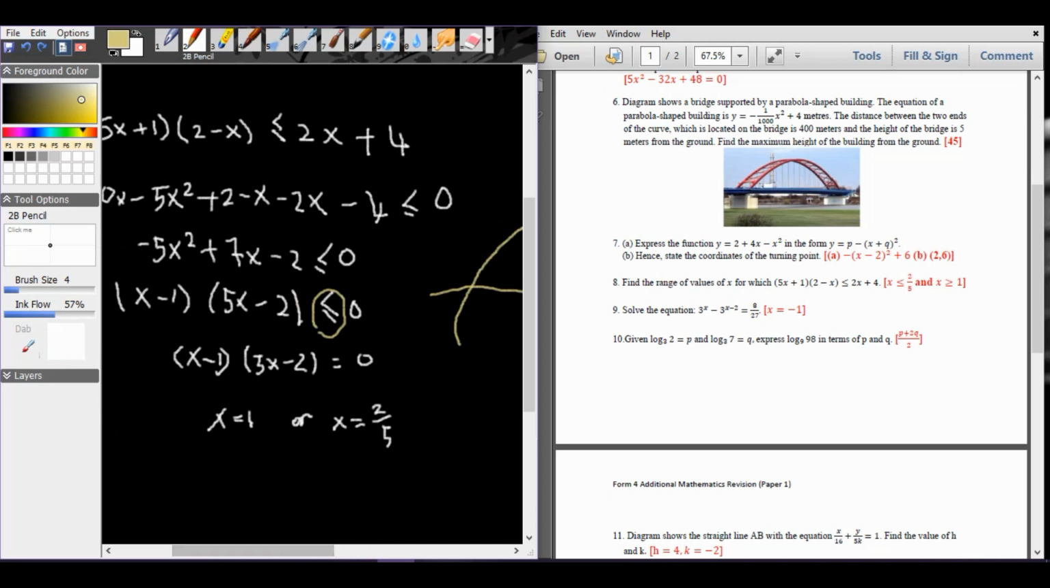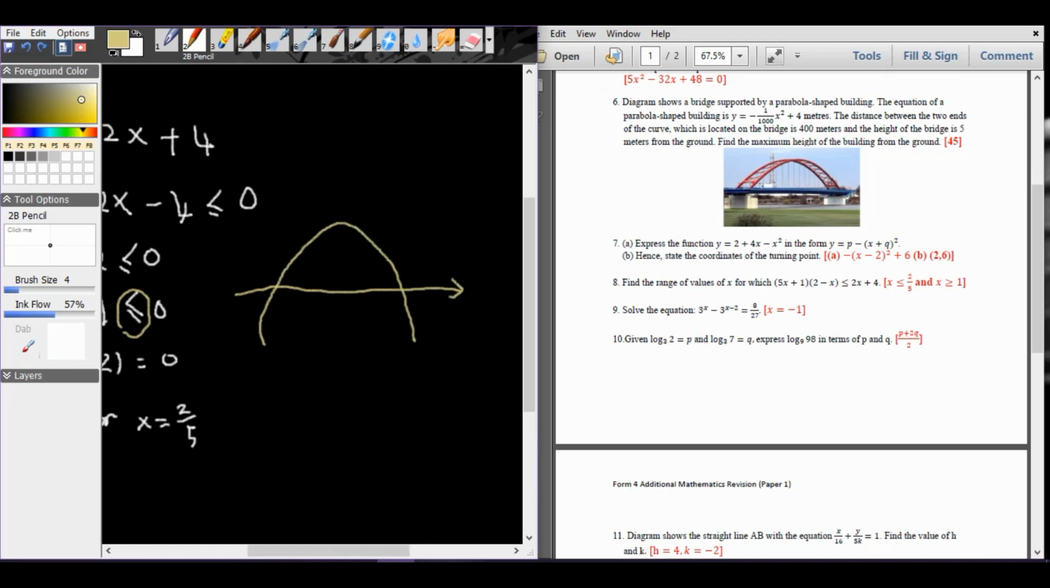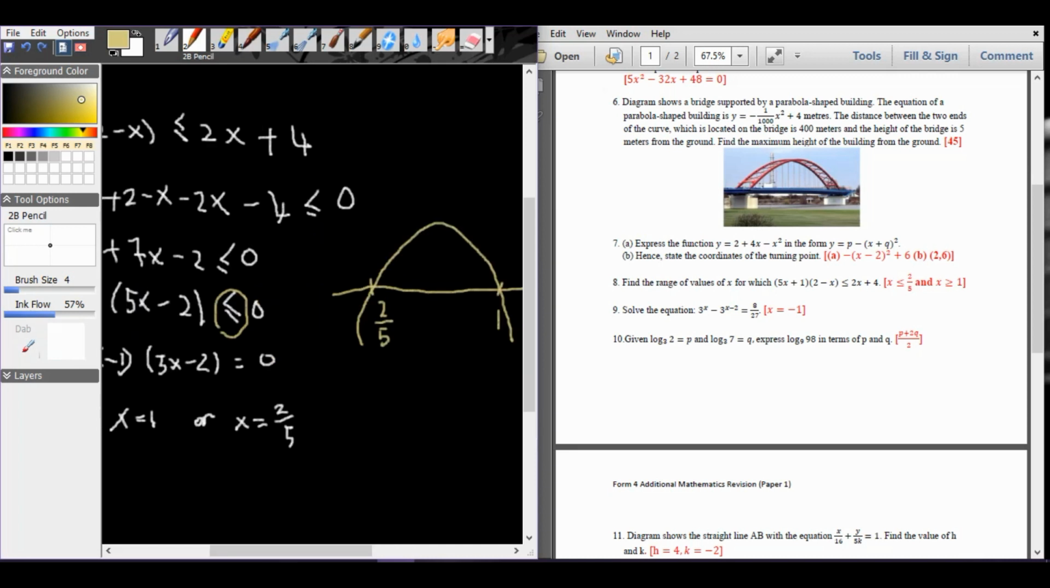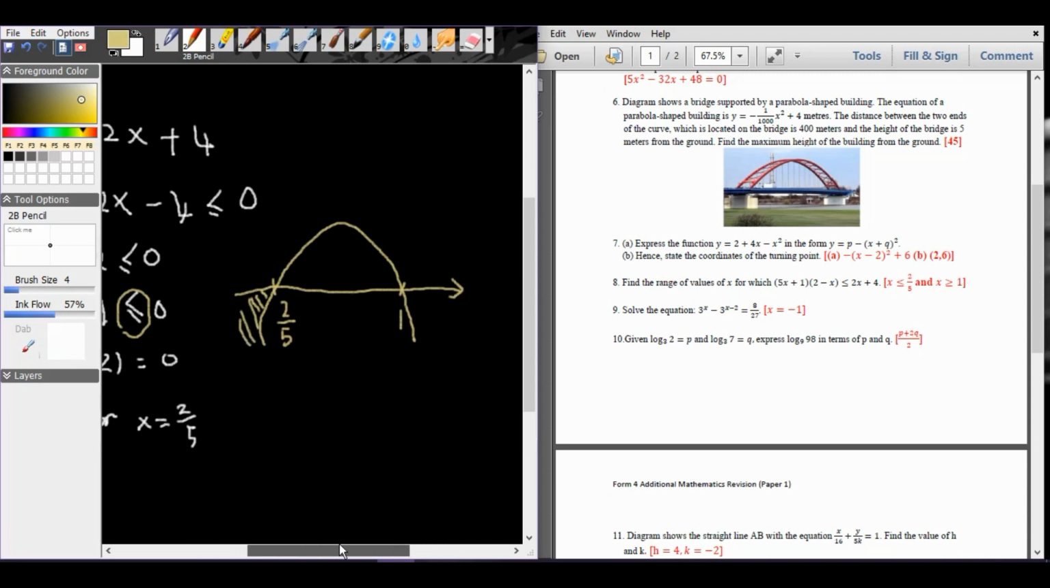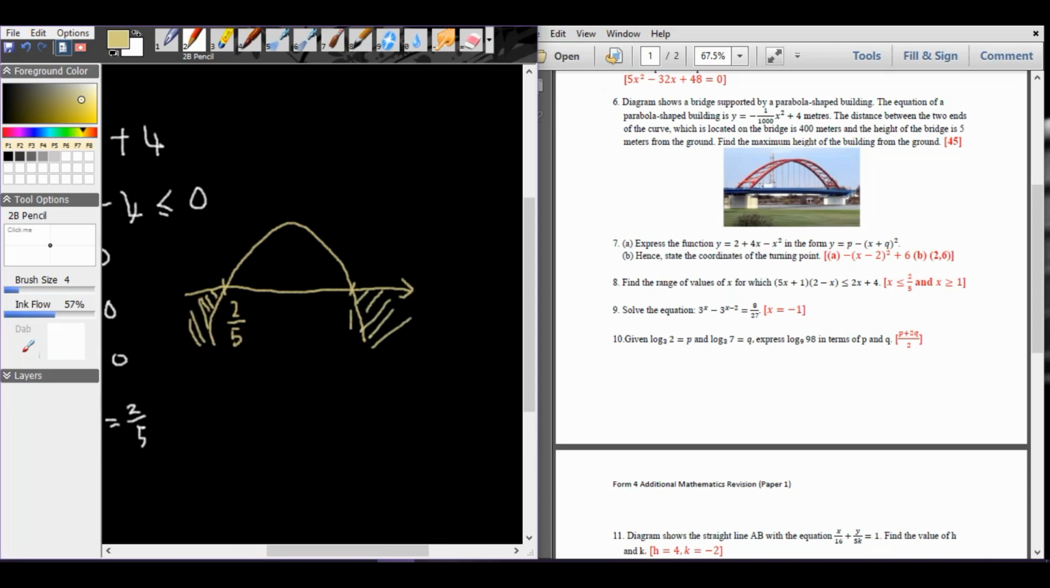Okay. Because 2 over 5 is smaller than 1, therefore 2 over 5 on the left and 1 on the right. Okay, because this is smaller or equal, therefore we have to shade this part below the x-axis. So the answer will be x smaller or equal to 2 over 5 and x greater or equal to 1.